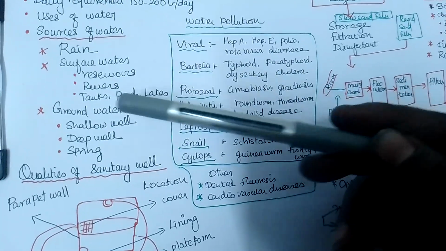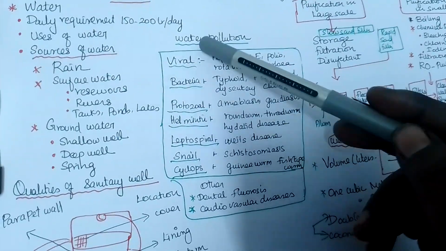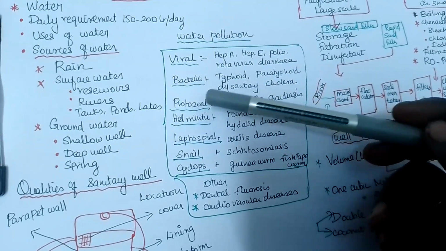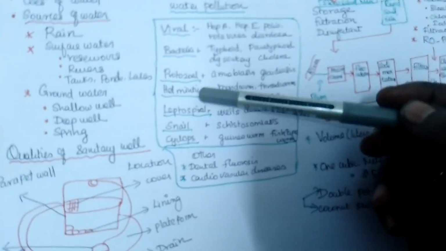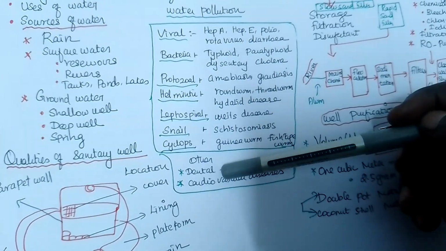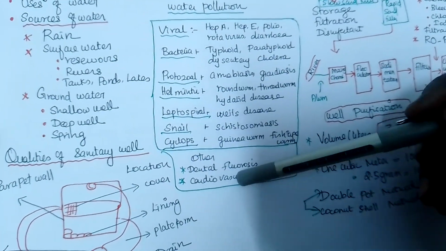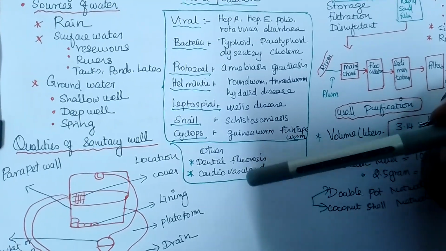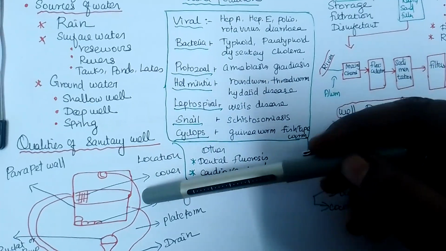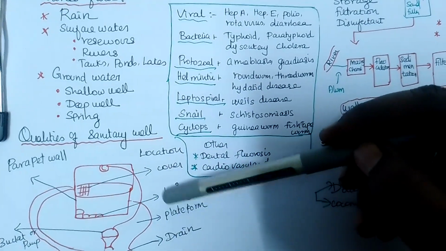We have seen that if the water is being polluted by viruses or anything, this is called water pollution. How the water pollution is coming, you can write in various forms, right? And then the fluoride content is increasing, causing dental fluorosis, and cardiovascular disease comes. To prevent that, you have to maintain a quality well.